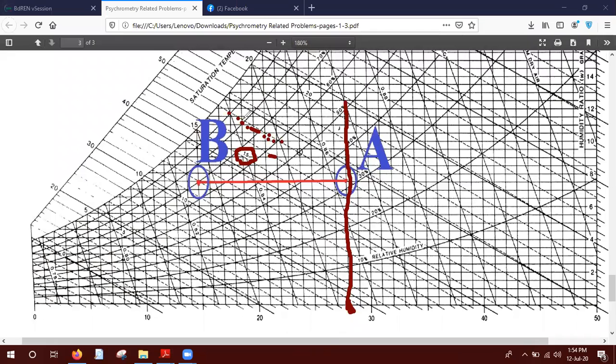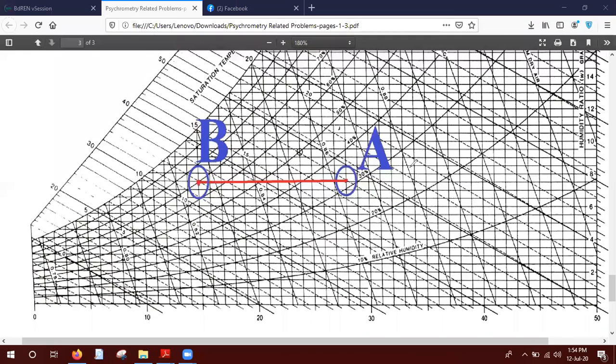If I draw the line of 17 degrees Celsius wet bulb temperature, the intersection point will be point A. Let me color it with a different color. You see the yellow point, the intersection point, is point A. How did we get it? We used two pieces of information: 28 degrees Celsius dry bulb temperature and 17 degrees Celsius wet bulb temperature. So we place point A.